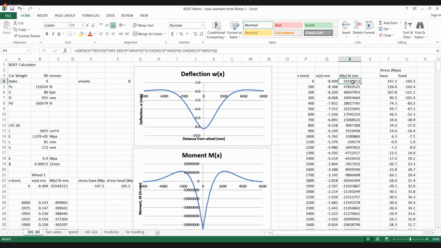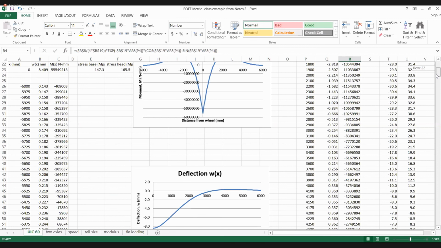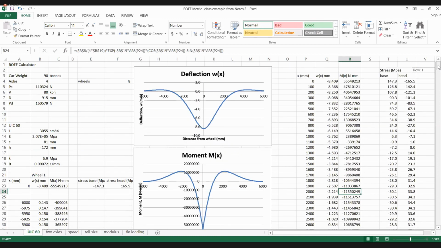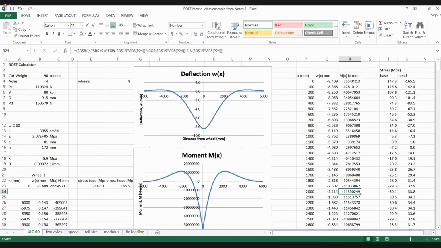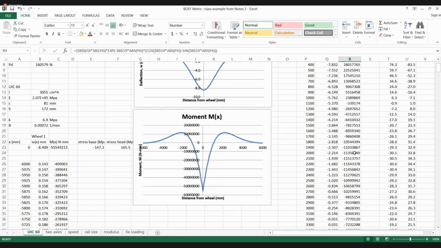So my moment, again, you can see my maximum moment here. And again, here, my reverse moment is happening. You can see it goes from plus 555. My maximum reverse moment is actually about right over there, about 2.2 meters or 2,200 millimeters.